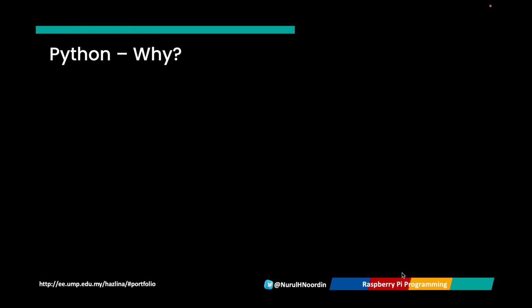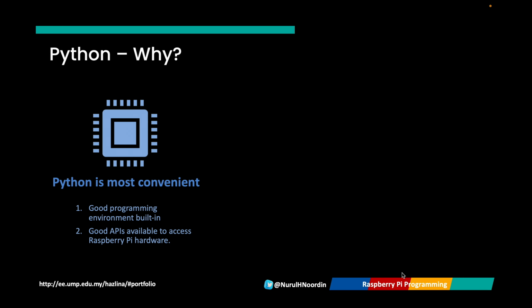and movement. Before we dive into Python for game development, let's take a moment to understand why Python is the preferred language for various applications, including Raspberry Pi programming and game development. Firstly, Python is one of the most convenient programming languages. Its simple and readable syntax makes it easy to learn and use, even for beginners. Python provides a built-in programming environment. It comes with tools like the Thonny IDE and an interactive shell, which make coding and debugging easier. Python has great APIs that allow direct access to Raspberry Pi. This makes it ideal for projects that involve sensors, actuators, and automation.